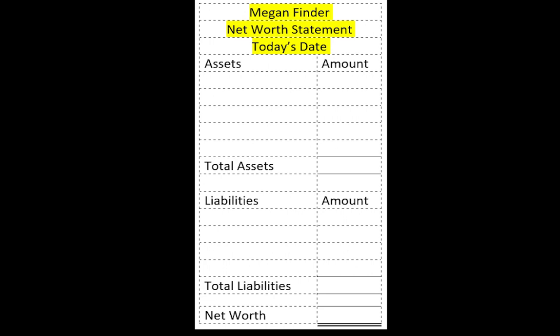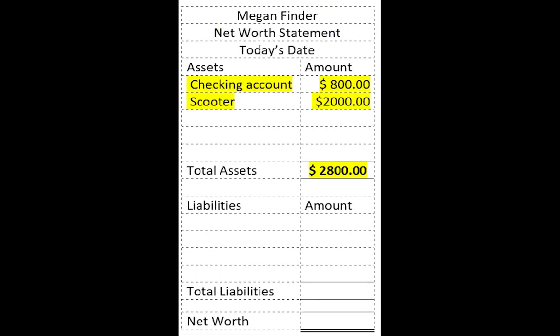So under the assets, we list the valuables. In this case, she has a checking account worth $800 and a scooter worth $2,000. We add these together to get the total assets of $2,800.